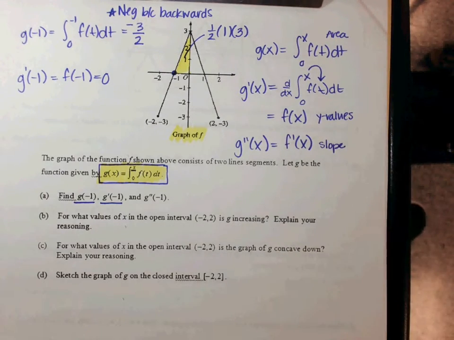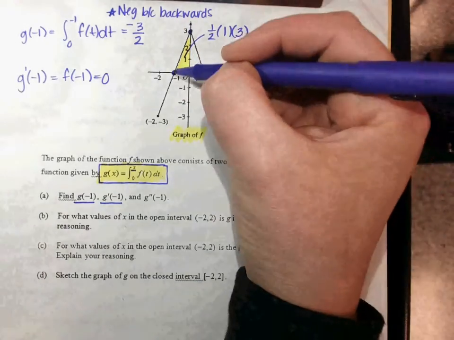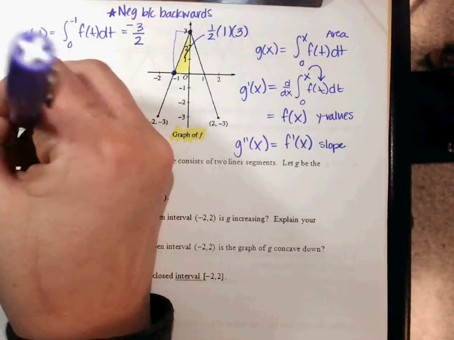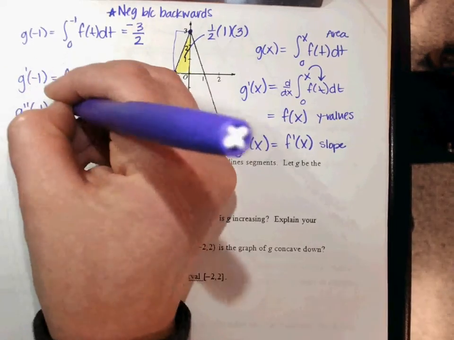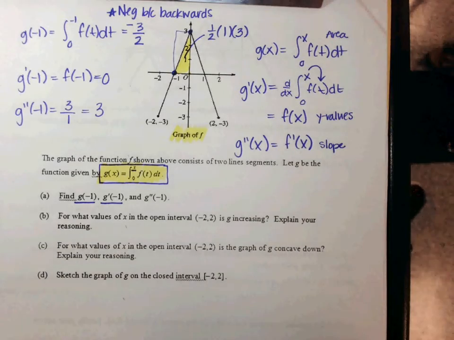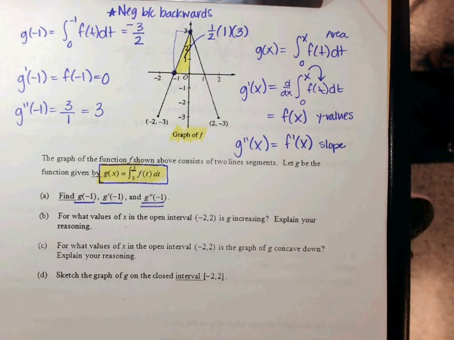So if I have a question about g double prime, I need to look at the slope of my graph. Okay? So looking at negative 1, that's a line. That means you can count the slope. Just count the rise over run. So from here to here, what's my rise? 3 over 1. So g double prime at negative 1 is 3 over 1, which is just 3. Does that make sense? Yeah?